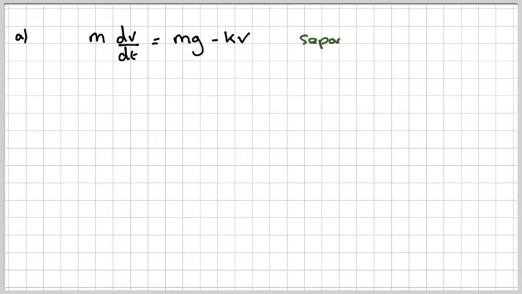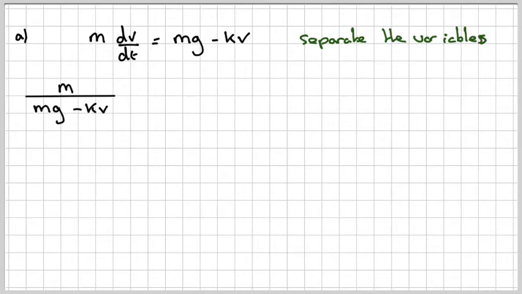Okay, so let's start with our differential equation. We have to separate the variables. We need to take this to this side so it becomes m over (mg - kv) is dv/dt, and then we'll just have a 1, otherwise we won't be able to get back to what we started with.